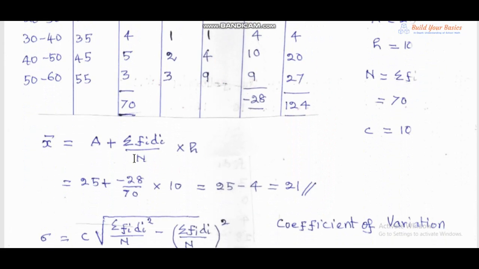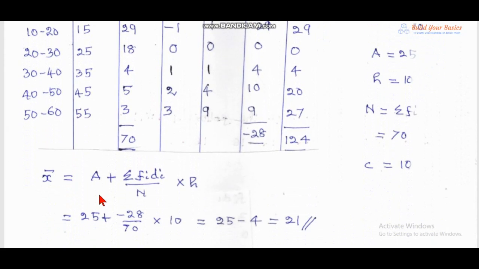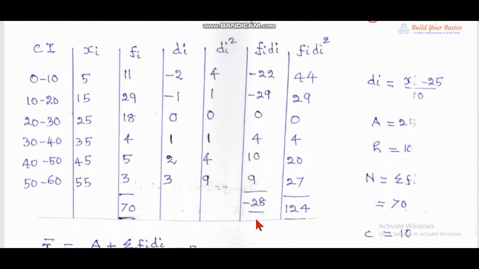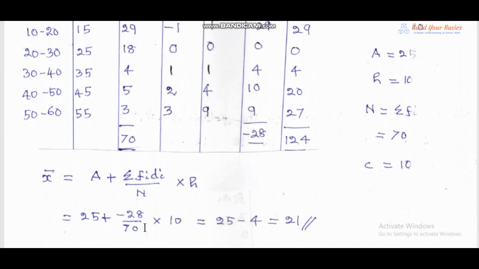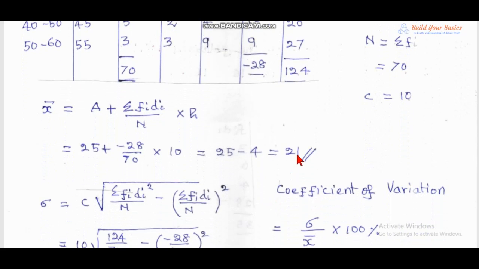So substitute in the formula. X bar equal to assumed mean A, which is 25, plus sigma fi di, which is minus 28, divided by n, which is 70, into 10. That is 25 minus 4, that is 21.